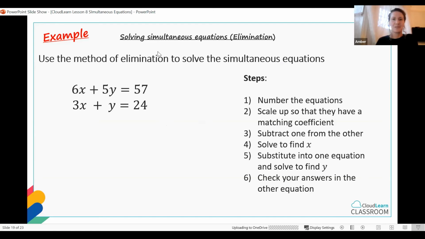No. I'm going to go with x's then. I'm going to skip step one. I'm not going to number the equations today, just to show you that it's not completely essential. So I'm going to go straight to step two and scale up so they have a matching coefficient. That means I'm going to choose to multiply equation 2 by what number? What do I need to multiply it by if I'm going to get the x's to be the same?